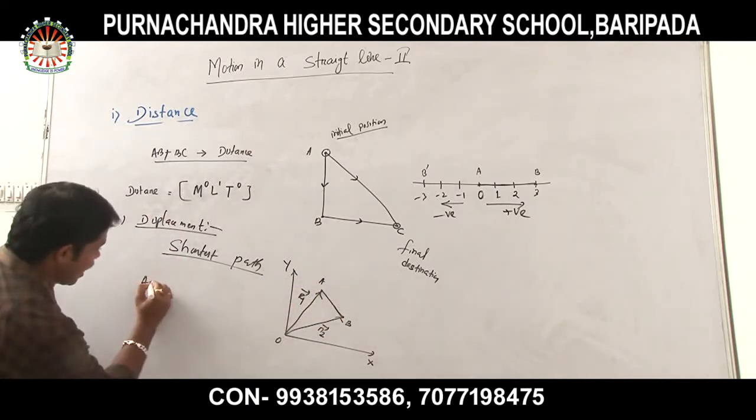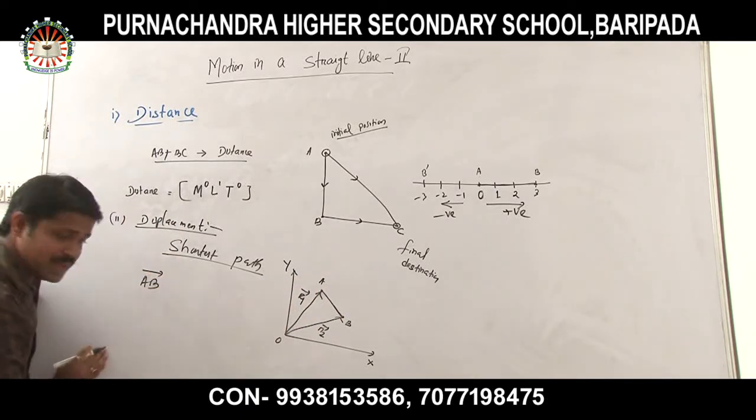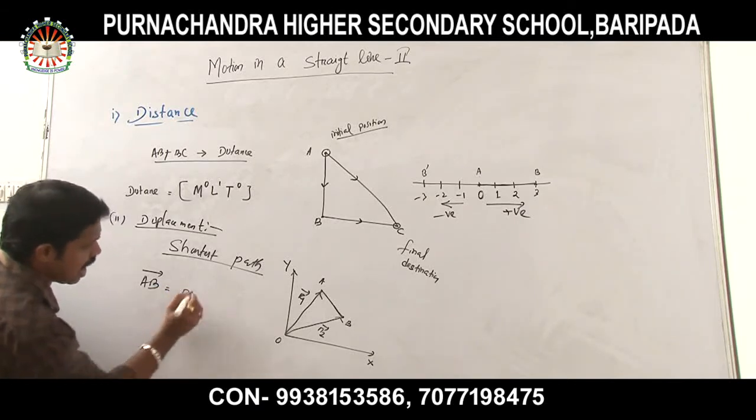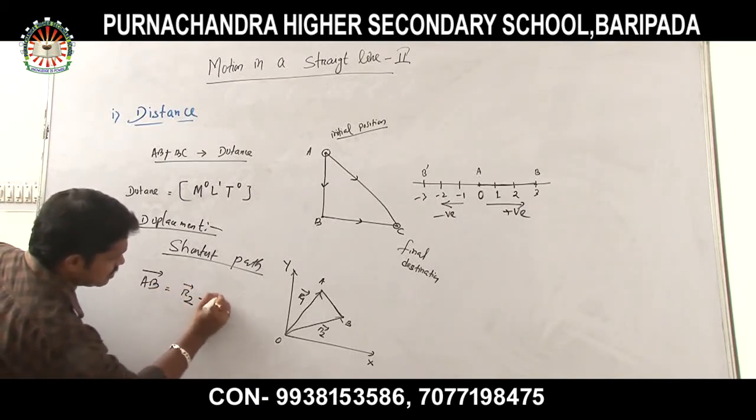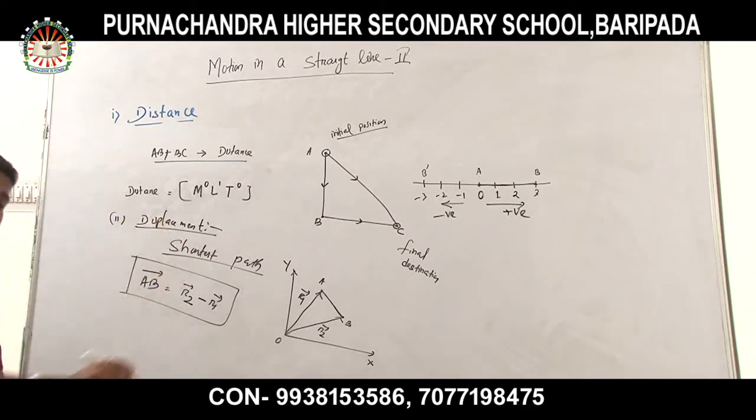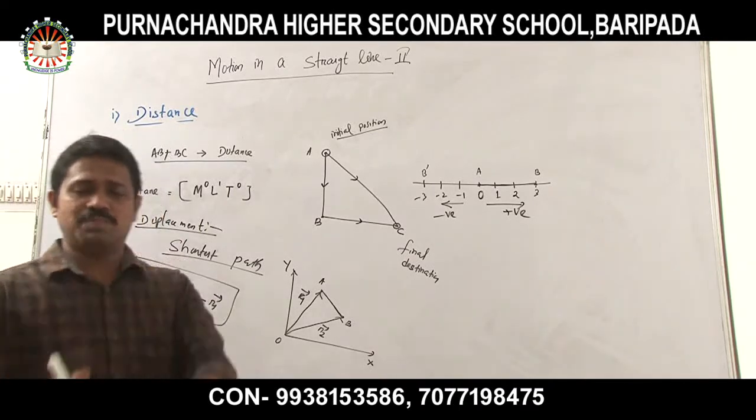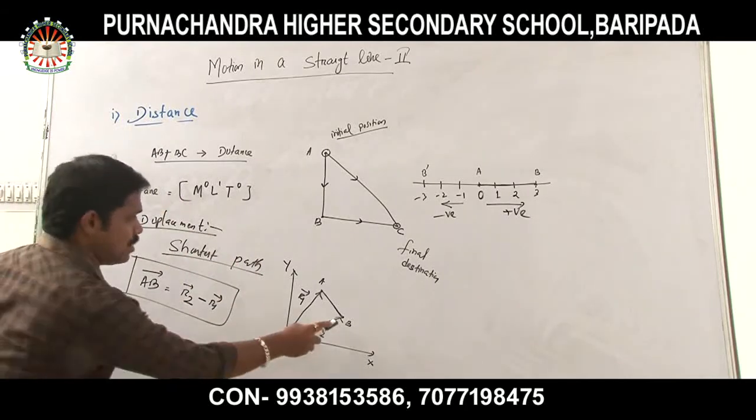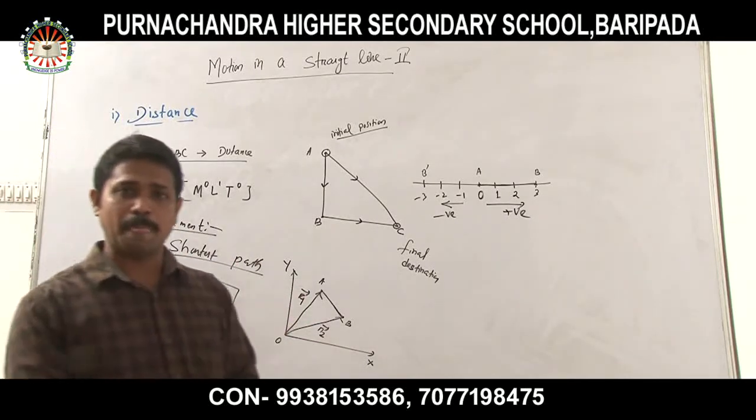That means simply I can write the displacement AB vector is equal to R2 vector minus R1 vector. Simple. Vectorially, again I will repeat, this is the vectorial representation of the displacement. So displacement is nothing but the change in position vector from one point to another point.